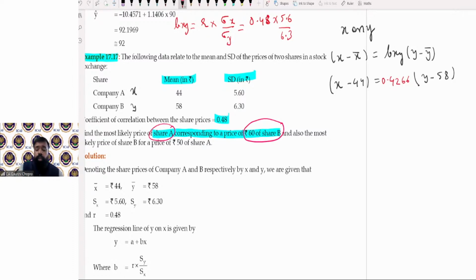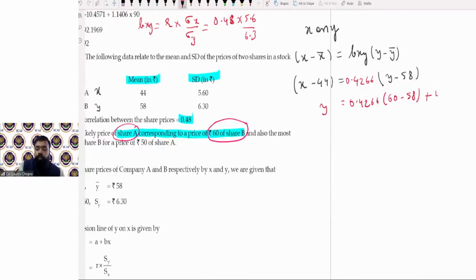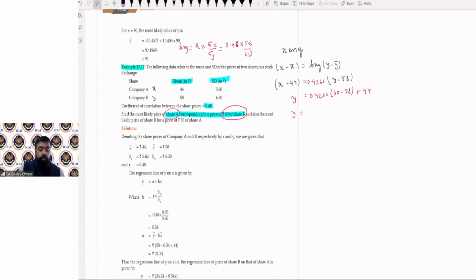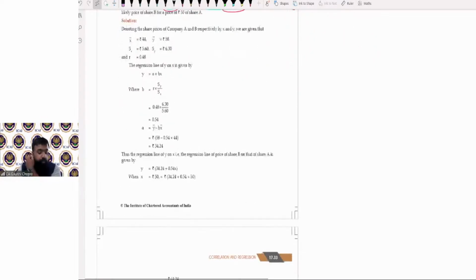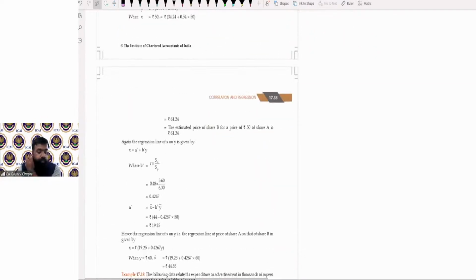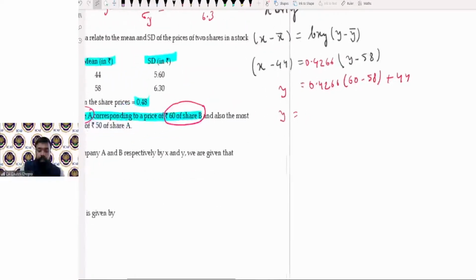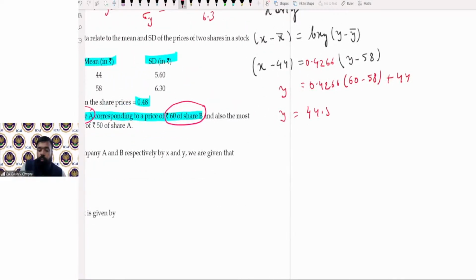Now, value of y is given how much? 60. So 60 minus 58, and here y plus 44. So what is the final value? So 44.85. Yes, we have got the answer, 44.85. This is the answer.